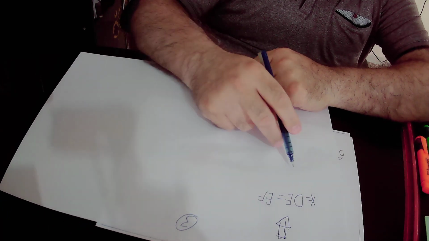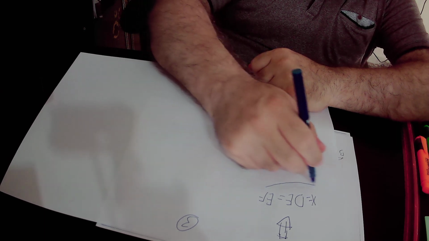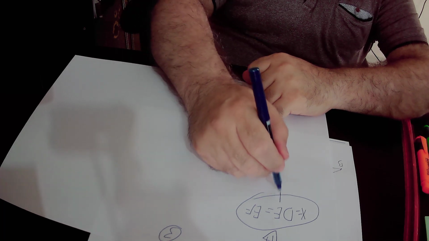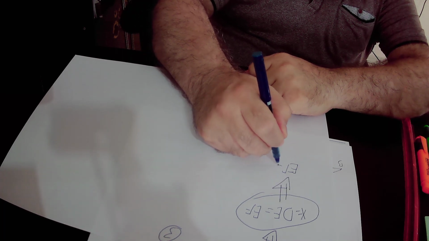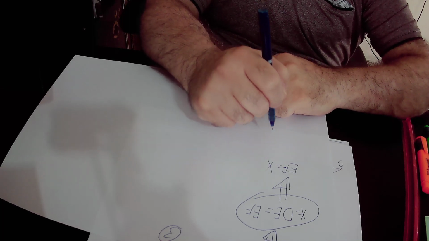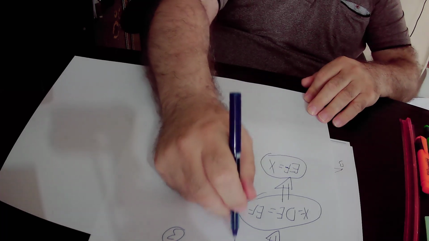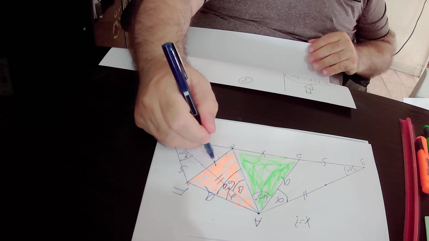DE equals X, so from this equation, X equals DE equals EF, we conclude that EF is also equal to X. Okay, here EF equals X.